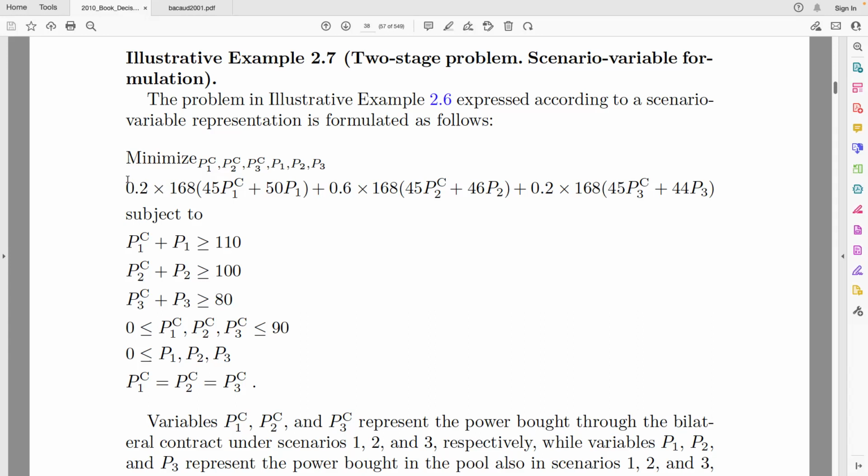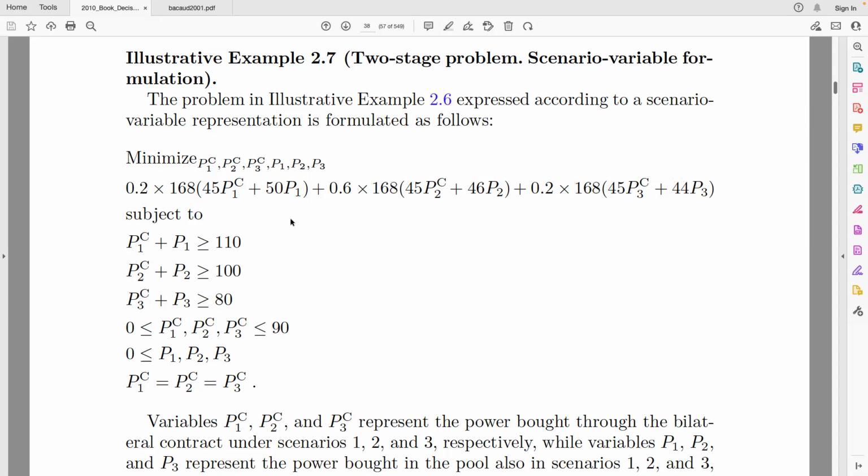And let's say the first term corresponds to the first scenario. It has a probability of 0.2 times the number of hours in a week. This is the cost for the contract, which is $45 per megawatt hour, and this is the variable in megawatts. Same here, this is the price of the electricity in scenario number one, $50 per megawatt hour. This is the variable P1 for scenario one. Similar for the second term for scenario two, and the third term for scenario three.